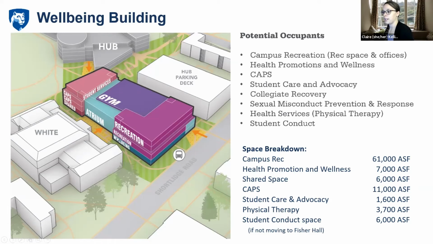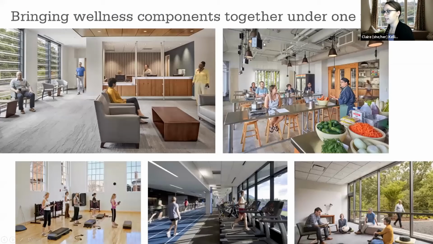And the idea is to take down the 1960s version of the white building, which is currently located where this image is, and move all of the athletic capacity to this part of the white building. And then they would build this new WellBeing Building here, right next to the hub parking deck. So that's the second project. This is some ideas on what it might look like.